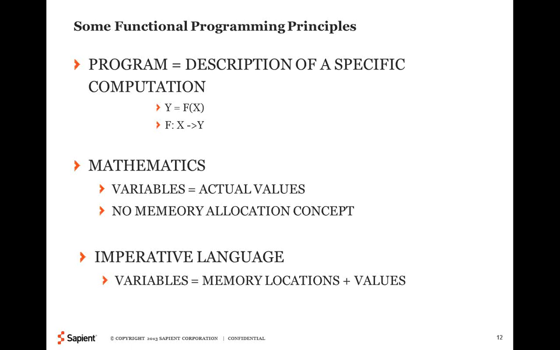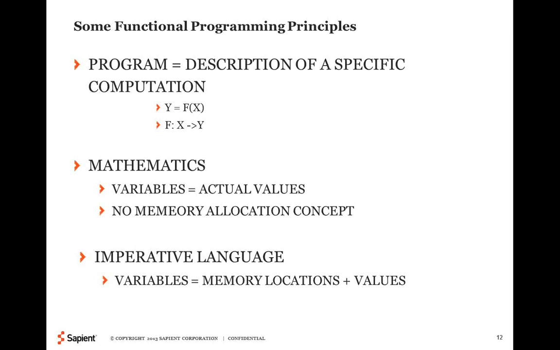A program is actually a description of a specific computation. Y is equal to f of x, where function f takes x as input. If we supply x, it is getting converted to y. This is how we talk when we talk about algebra, right? And in mathematics, we only have variables and actual values. That means in mathematics, we only deal with constants, and there is no memory allocation concept.